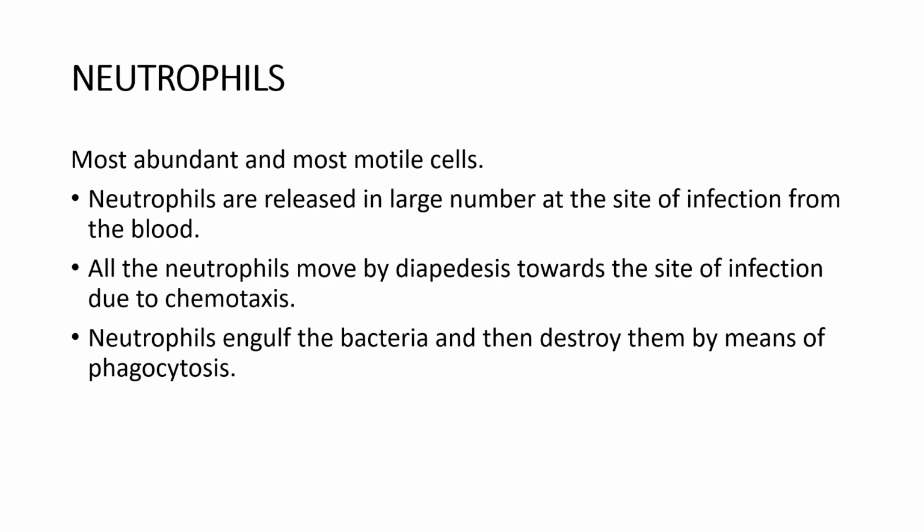Neutrophils are released in large numbers at the site of infection from the blood. All the neutrophils move by diapedesis towards the site of infection due to chemotaxis. Neutrophils surround the area and get adhered to the infected tissues. Now the neutrophils start destroying the invaders. First, these cells engulf the bacteria and then destroy them by means of phagocytosis.